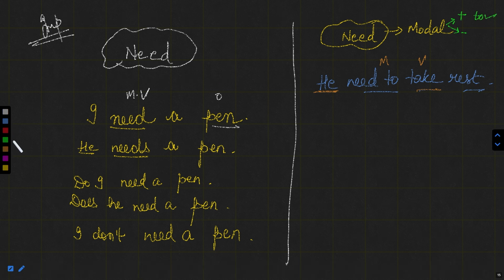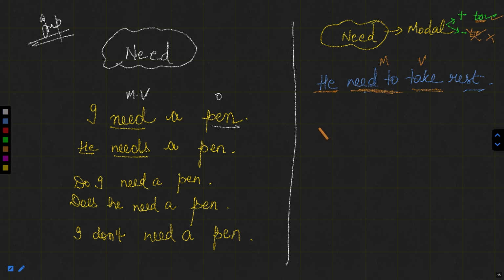But if the sentence is negative, we will not add "to" after it. "To" will be removed from that part. But if "to" is there after a positive statement, it is correct. For example, if I say, "He need to take rest," now this sentence is positive, so we are using "need to." Actually, "need to" is a modal. Therefore, we are using "to."